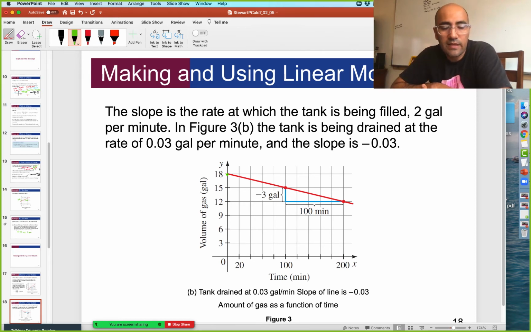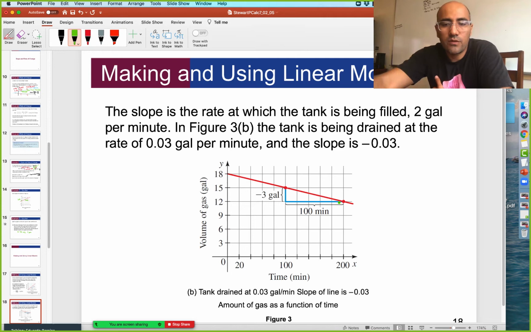Doesn't necessarily mean that though. Maybe it's much bigger, but you didn't start off with a full tank. But at any rate, you started off with 18 gallons of gasoline. And slowly, as the minutes progress, the volume gets smaller and smaller. At timestamp 100 minutes, you had 15 gallons. And then 100 minutes later, at timestamp 200, you were down to just 12 gallons. So you lost 3 gallons, negative 3 gallons, in a gap of 100 minutes.